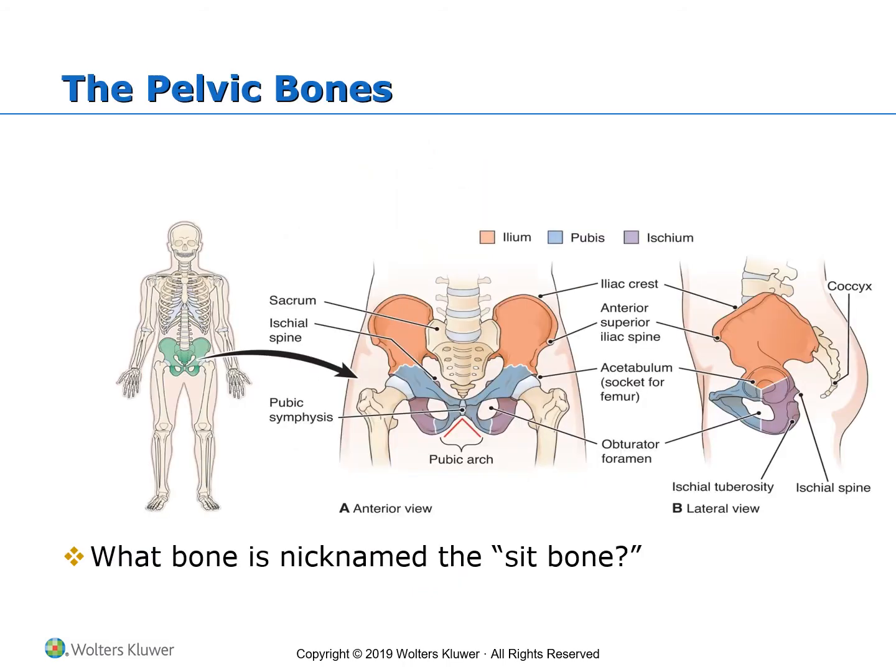Pelvic bones: we have the pelvic arch that is made out of 3 bones. We have the ischium, ilium, and the pubic bone. You can see them a little bit better over here. So you have the ischium, the pubic bone, and the iliac bone.